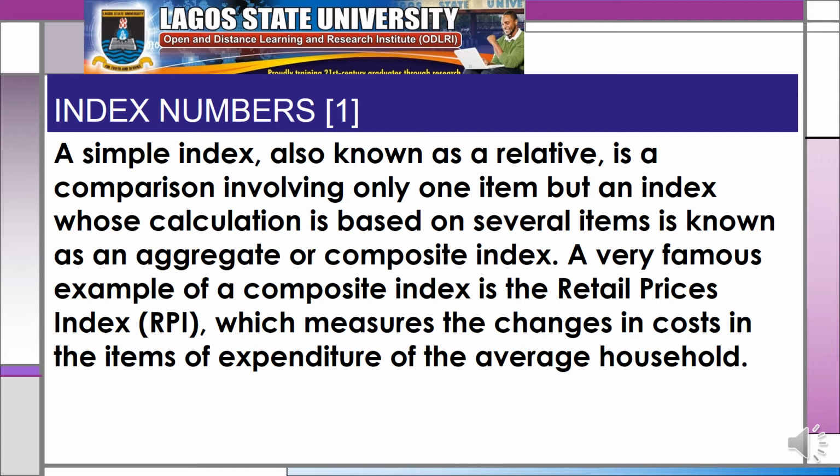or composite index. A very famous example of a composite index is the retail price index (RPI), which measures the changes in cost of the items of expenditure of the average household.